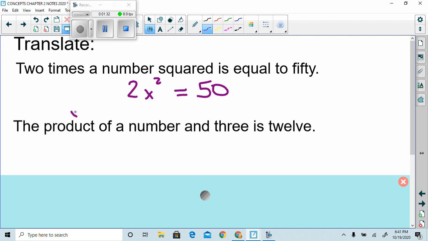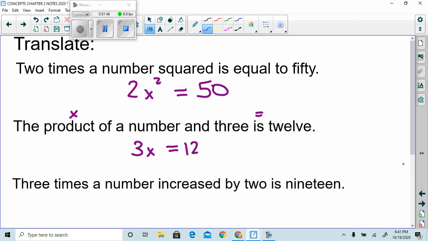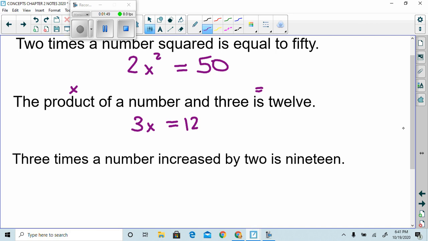Product. We know product means multiply. The product of a number and 3, that's 3x. The product of a number and 3 equals 12. Next: 3 times a number increased by 2. 3 times a number, increased by is add. So this was multiply, this was add, and this equals 19.